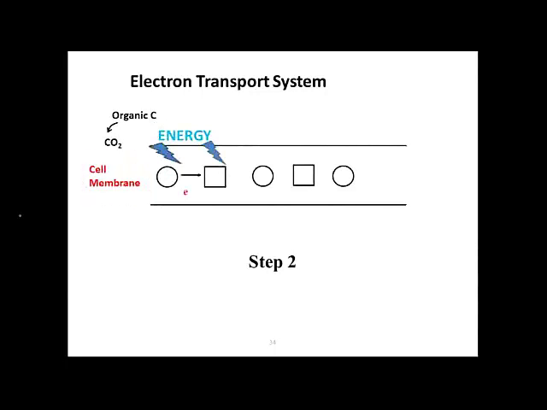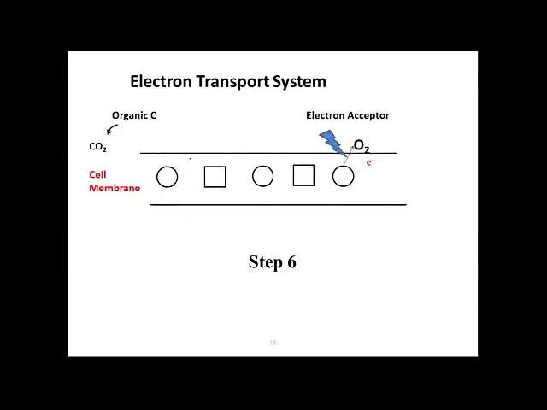All right? And that carrier passes the electron along to the next one. And in the process, there's energy generated. Then the next one. Then the next one. So the electron has gone bing, bing, bing, bing, bing down the chain, generating energy. And then in the last step, the electron is passed out of the cell membrane to the electron acceptor, which in this case is oxygen. And there's more energy generated.